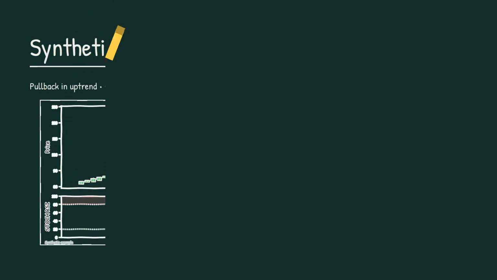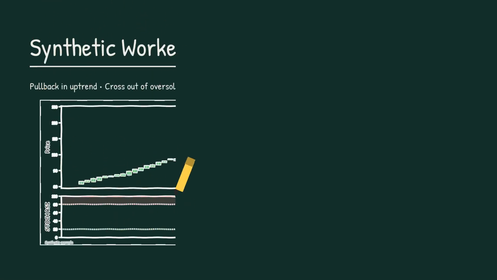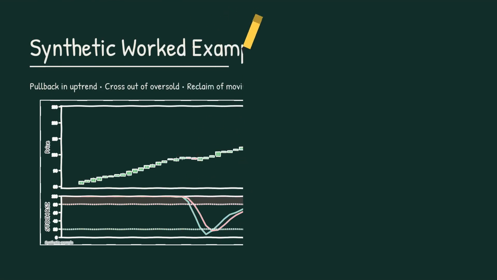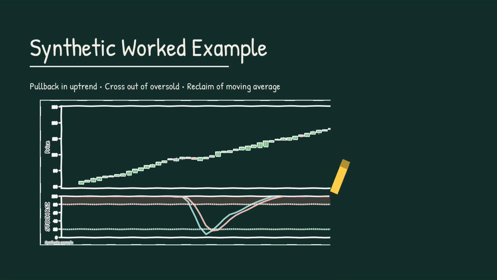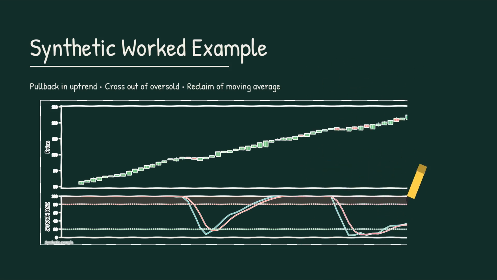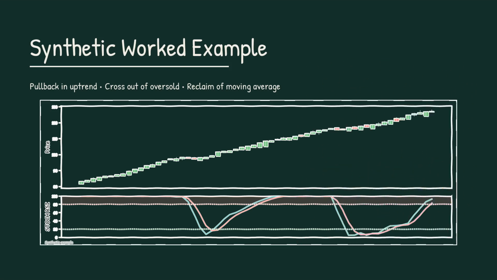Price pulls back inside an uptrend. Stochastic RSI dives below 20 and pins for several bars, scaring out weak hands. Then K crosses D and both lines push back above 20 while price reclaims the 20-period exponential moving average. That confluence is your entry. Stop goes below the swing low. Target: prior high, with partials when stochastic RSI re-enters overbought.